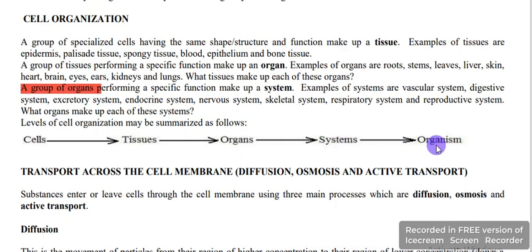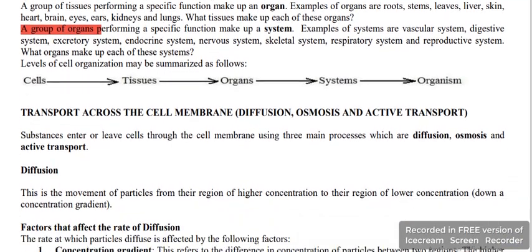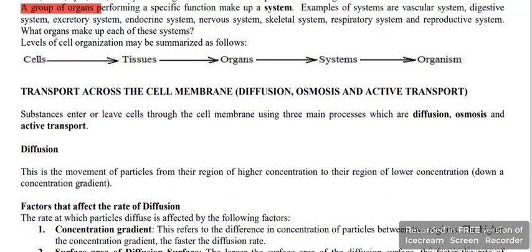So a human being is an organism because it has got a lot of systems in us. We have the respiratory system, the nervous system, endocrine system, excretory system, reproductive system. They are all found in the human being. So we are organisms. We have the other thing here, which is known as transport across the cell membrane, which is diffusion, osmosis, as well as active transport.